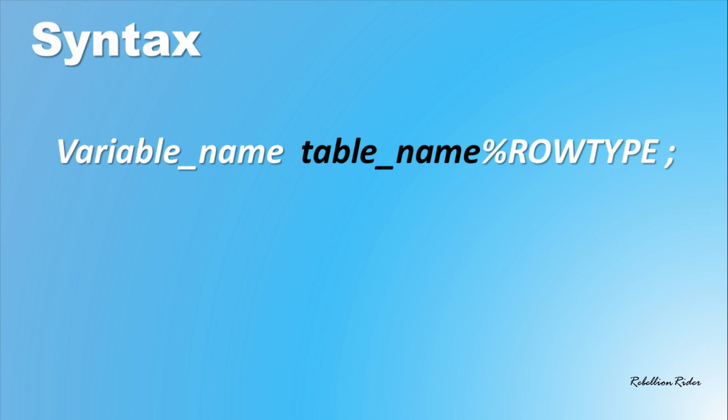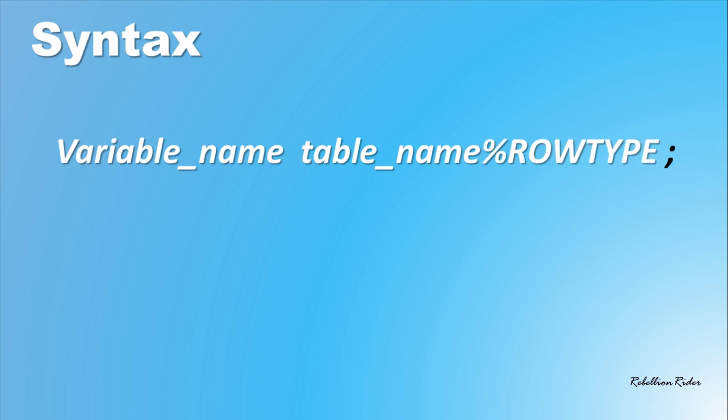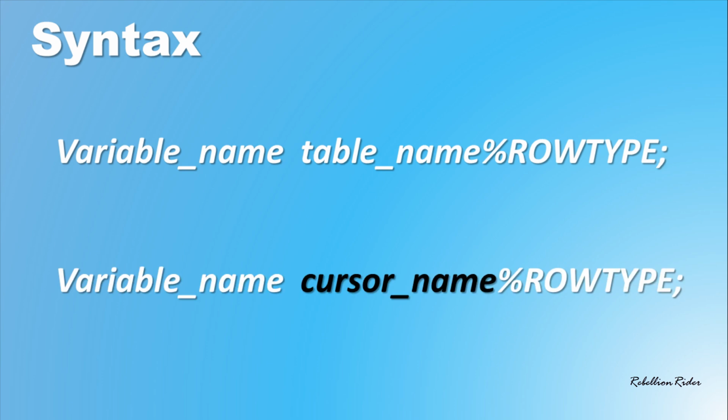After the table name, we have the percentage row type attribute, and then you end the declaration using the semicolon. In case if you want to declare a cursor based record type variable, then simply replace the table name with the cursor name. That's it. A quick tutorial explaining the basics of record in Oracle database.